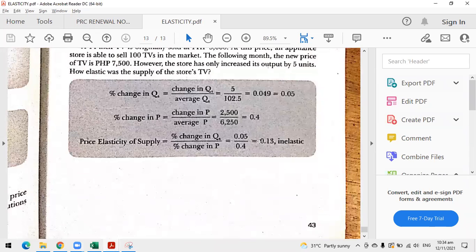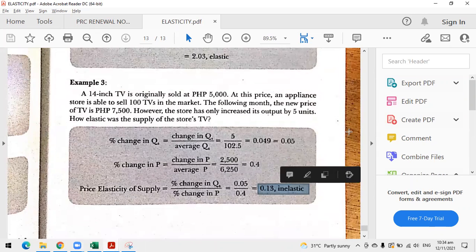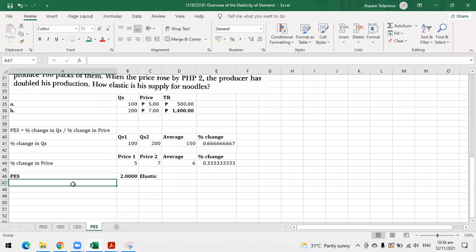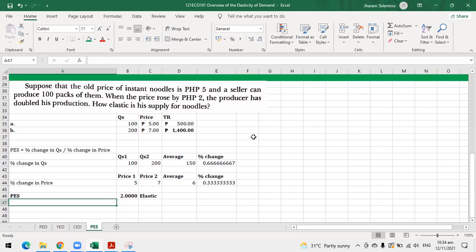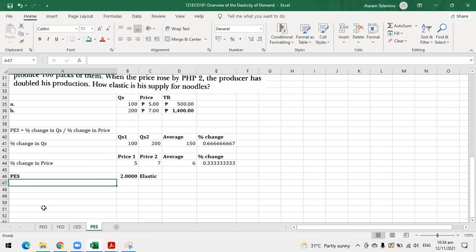So, inelastic po siya. Ibig sabihin, hindi porket nagtaas ka ng presyo, gagawa ka na ng marami. Hindi eh. Sobrang laki din ng puhunan mo. Other than that, hindi naman siya ganun kabilis maibenta. Okay, so those are the considerations po natin if ever tayo yung supplier. So, hindi ko na siya i-compute kasi the same lang din naman. We have presented dito yung shortcut. No? So, overall, this is your elasticity.